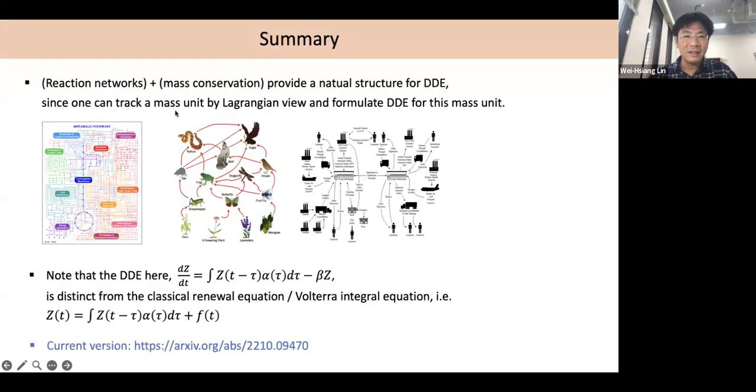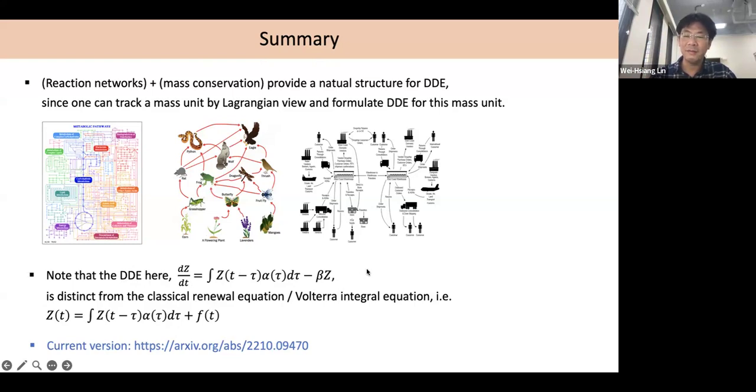So I want to summarize that using a reaction network is a very natural setup for DDE, because if you think of biomass transitioning on this network, it will naturally generate delay. So this delay kernel can be used to study the reaction network. And this model here, dz over dt of this integration, is different from the classical renewal equation, because in the classical one the z outside this is z at t. This renewal model has been studied for a very long time, but this first derivative equal to the convolution hasn't been studied that much.